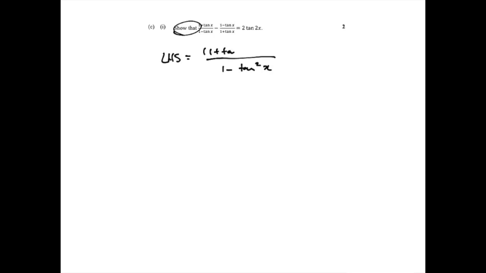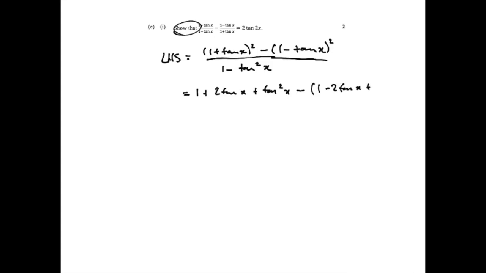I'll have 1 plus tan x all squared minus 1 minus tan x all squared. And I can expand 1 plus 2 tan x plus tan squared x minus 1 minus 2 tan x plus tan squared x. Well, 1 minus tan squared x. Alright, let's group all of our like terms.